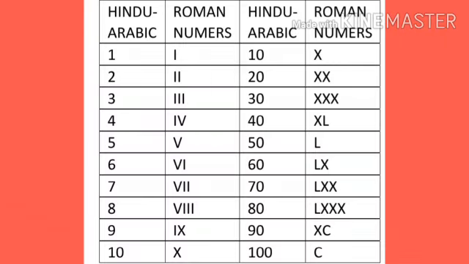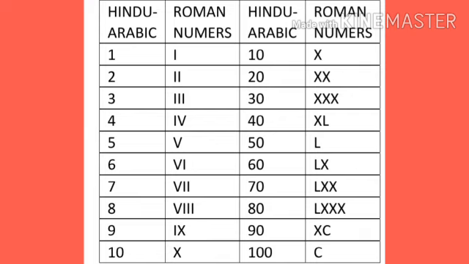Now you have to remember these 20 Roman numbers and Hindu Arabic numbers. That is more than sufficient to do any conversion from Hindu Arabic to Roman numerals or Roman numerals to Hindu Arabic numbers. Let's apply the rule.